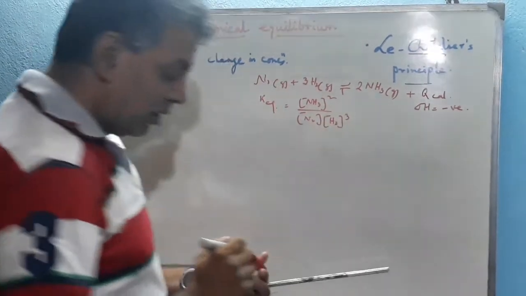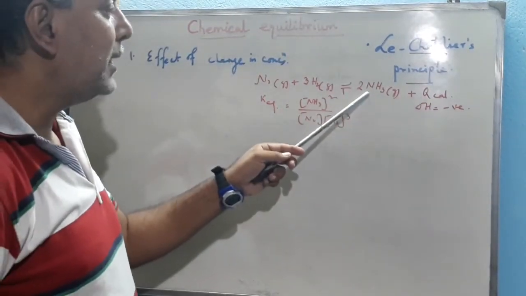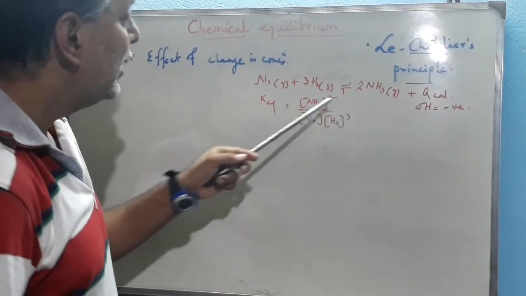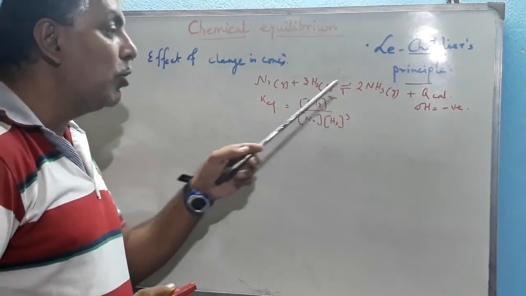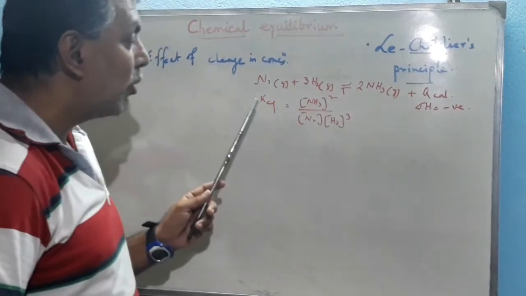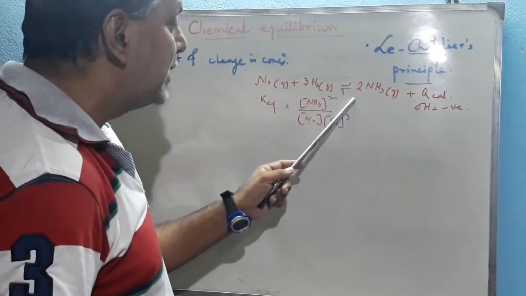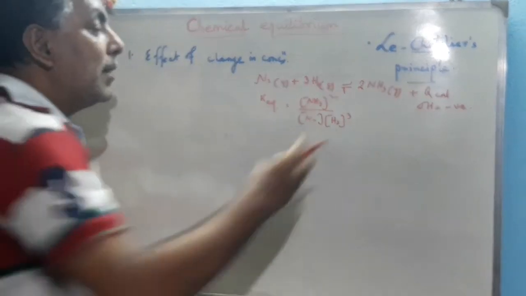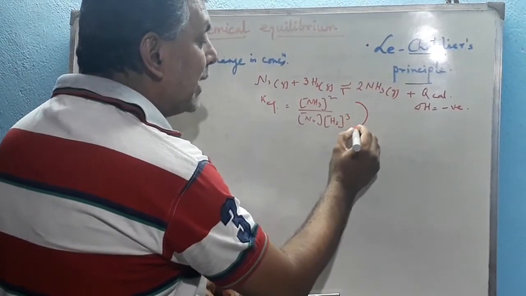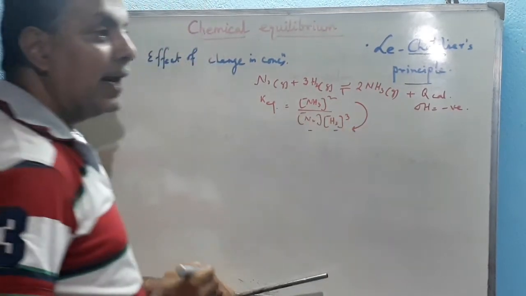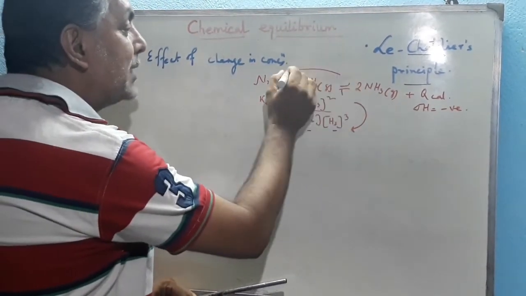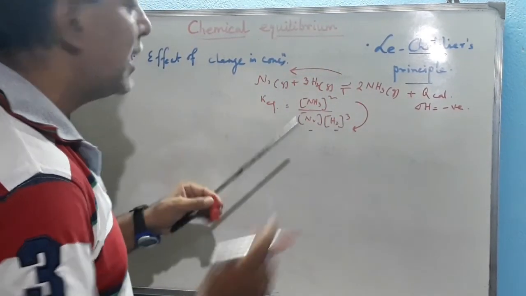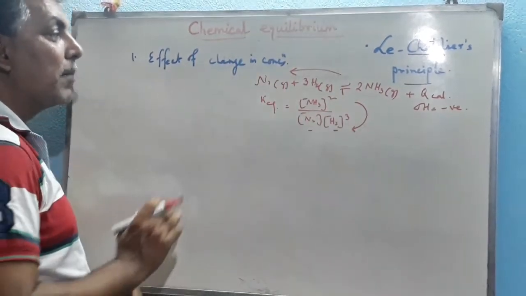Now, inside the closed container, if ammonia forms but cannot escape, suppose the container is closed and that's why it cannot escape, therefore the numerator part is increased, but we know that at constant temperature, K equilibrium is always constant. If the numerator part is increased, then to maintain the K equilibrium constant, the denominator must be increased. That's why some ammonia gets dissociated to form nitrogen and hydrogen again. That means the backward reaction proceeds, and hence we can say that with the increase of the concentration of the product, the backward reaction rate increases. That means equilibrium will be shifted towards the backward direction.